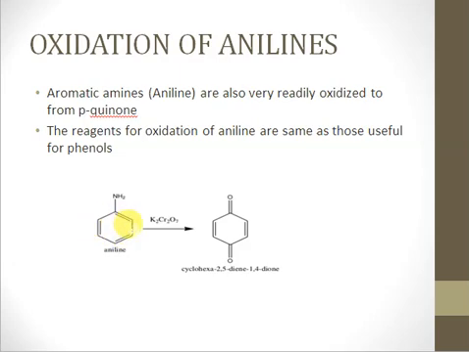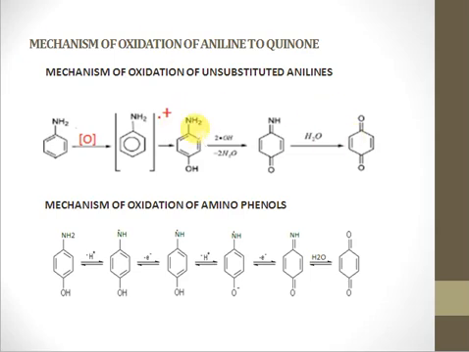So when we carry out the oxidation, this aniline will always yield para-quinone, with oxygen here at the para position, right? So which reagents are used for the oxidation of aniline? The reagents that were useful for the conversion of phenol into quinone are the same as the reagents required for the conversion of anilines into the quinone. So next we'll see what's the mechanism behind this conversion, right?